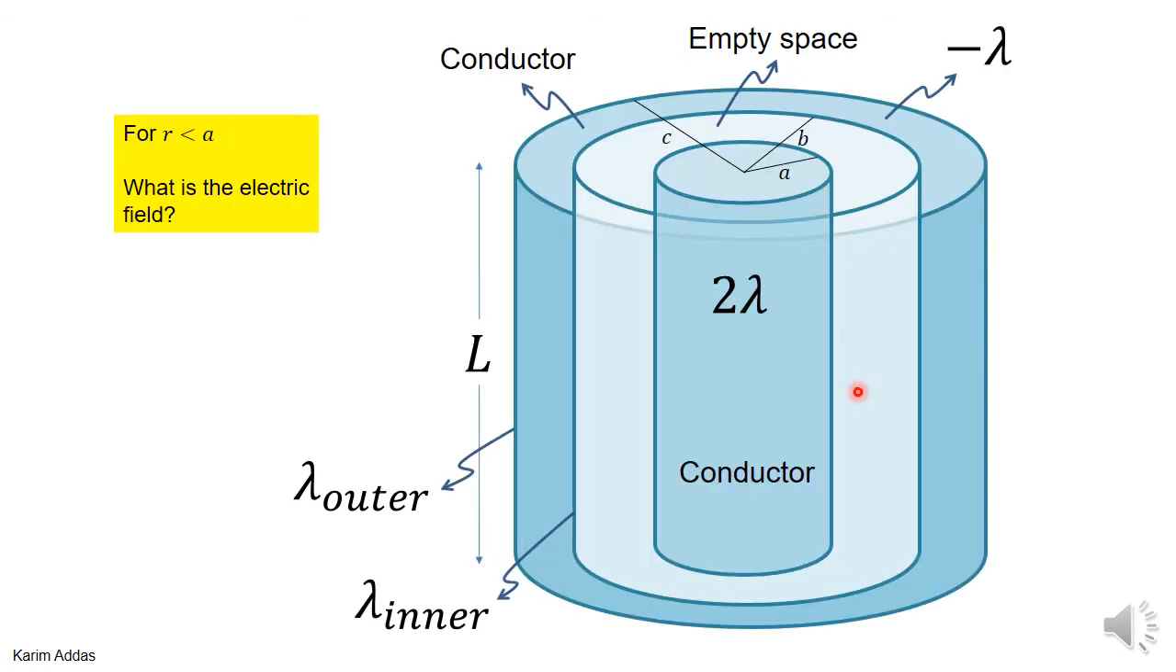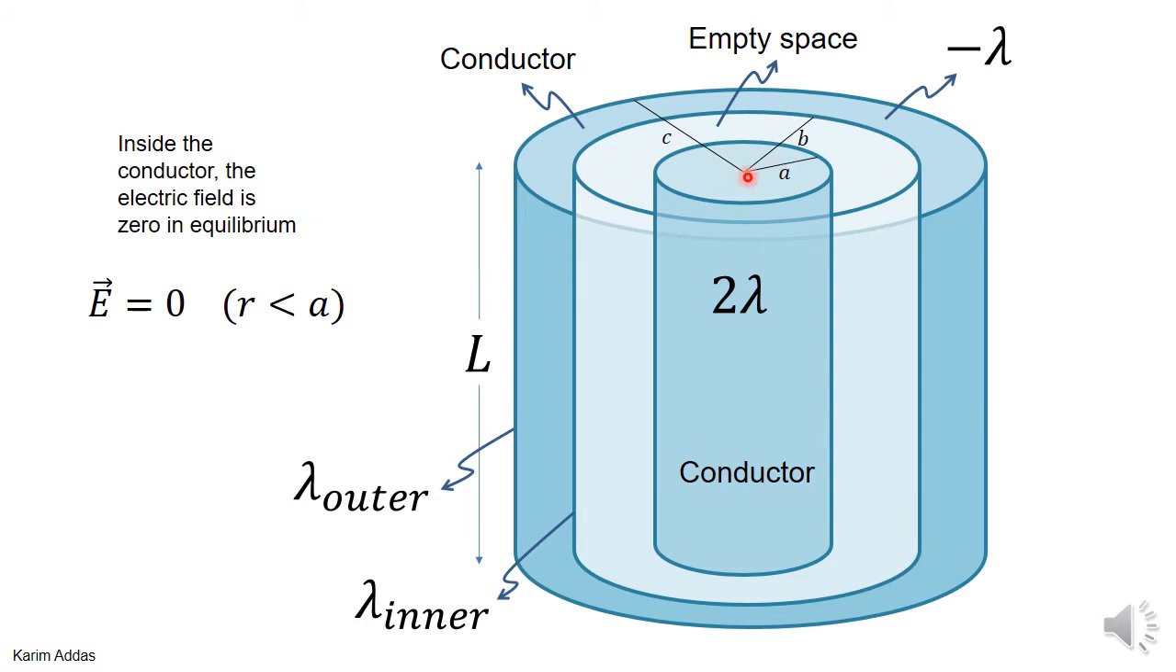So let's try to solve the problem. What is the electric field between 0 and A? Since the region between 0 and A is inside the conductor, and the conductor is in equilibrium, then the electric field is 0. So it's a very simple result.